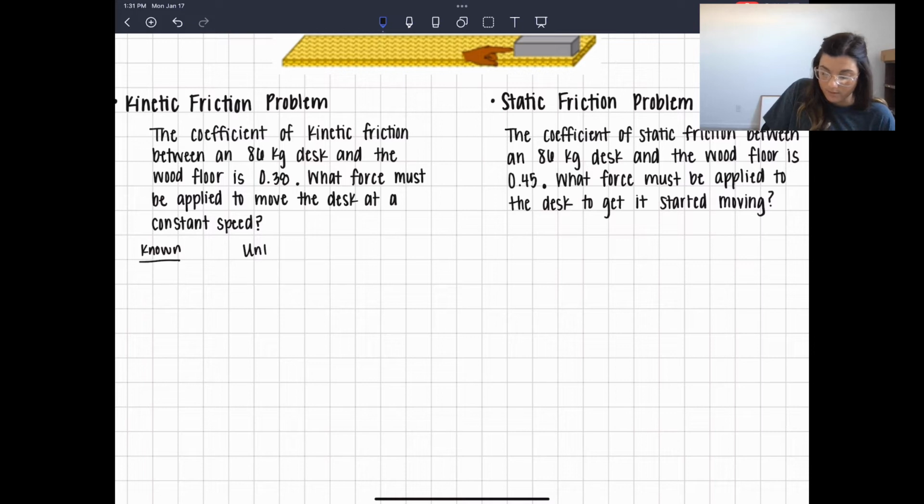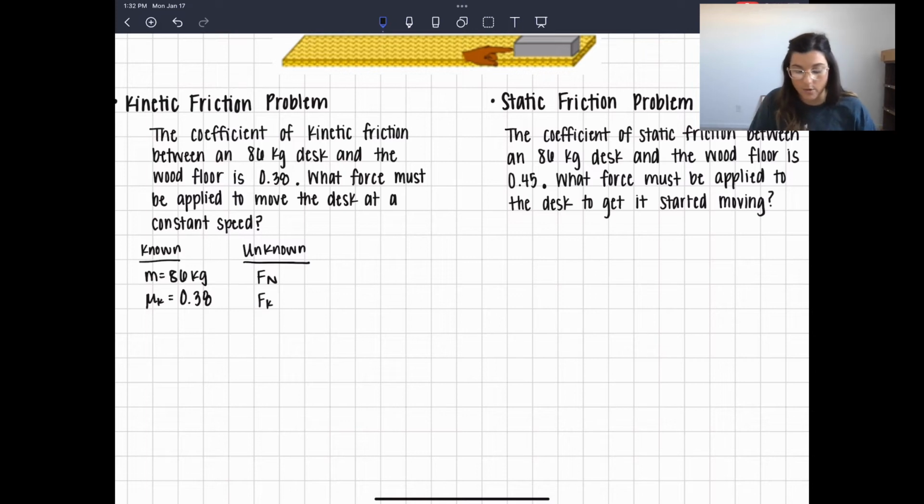And this is going to help me with figuring out what equation I want to use or plugging into that equation. So they told me a couple of things. They told me that the mass of the desk is 86 kilograms. And they told me that the coefficient of kinetic friction, which is mu k, is 0.38, and that's the only information they gave me. They didn't give me anything about the normal force or the friction force, or we can call it Fk for kinetic friction.